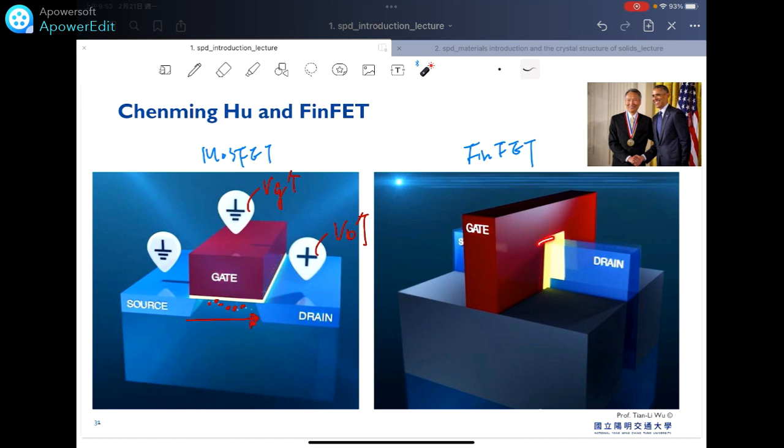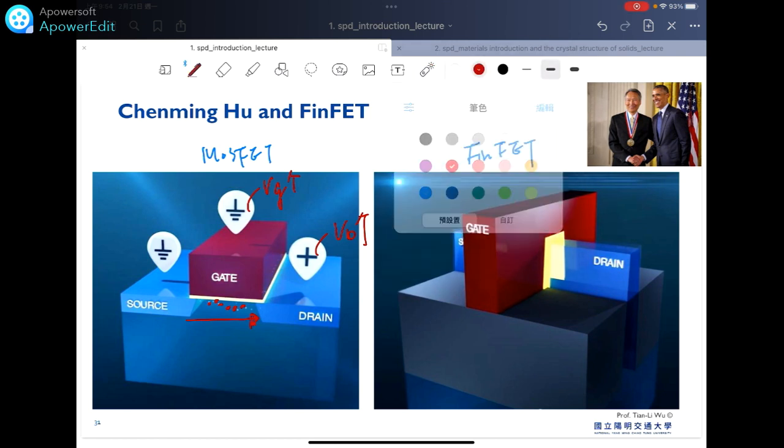So not only the top, which is very similar to the typical MOSFET, but in the FinFET type, the channel is also covered by the sidewall here. So you have a sidewall channel here, and also a sidewall channel on the other side. Therefore your electrons can be formed at the top surface, but also at the sidewall surface.